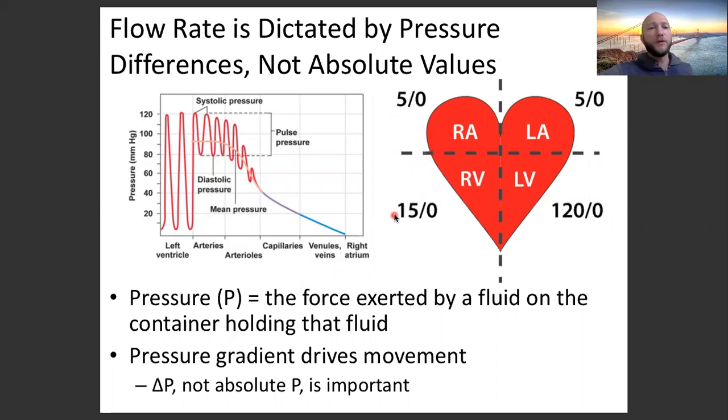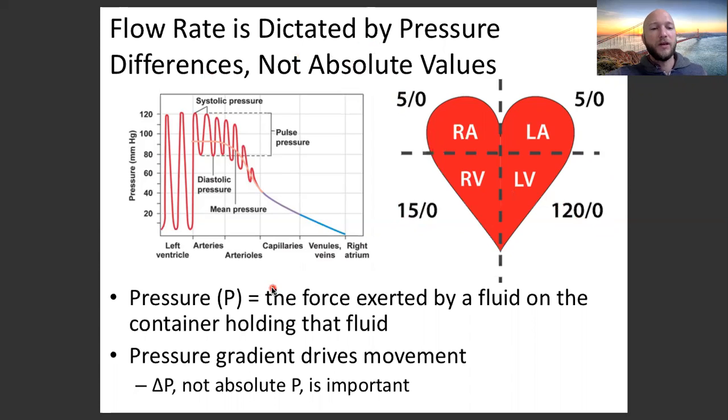So, flow rate is dictated by pressure differences, not absolute values. So, what's an absolute value? An absolute value would be 4, 32, like a specific number, 5, or 15, or 120. Pressure difference would be the difference between 120 and 0, the difference between 15 and 10, the difference between two numbers.